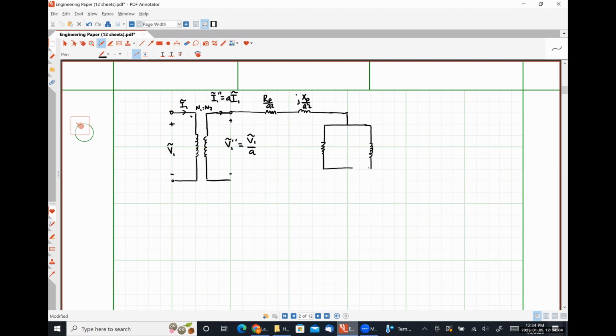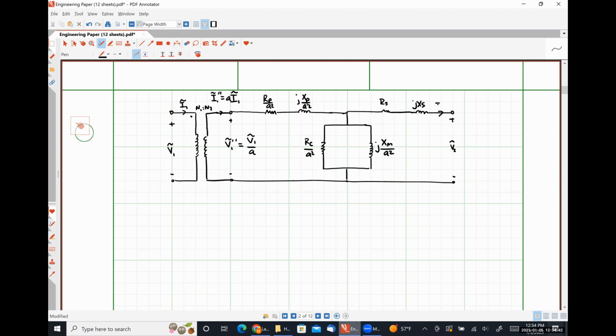My shunt impedances were also referred, so I'm going to have to divide them by a factor of A squared. So this is going to give me RC over A squared, jXM over A squared. My secondary terms didn't get referred or moved, so they're just going to be RS in series with jXS. Here's the quantity V2. Here's the quantity I2.